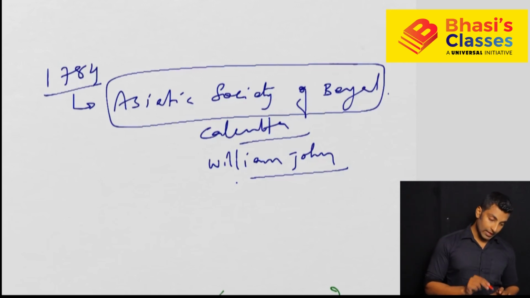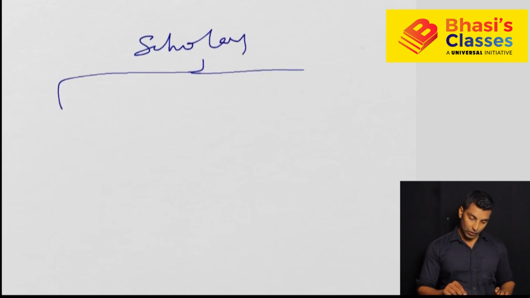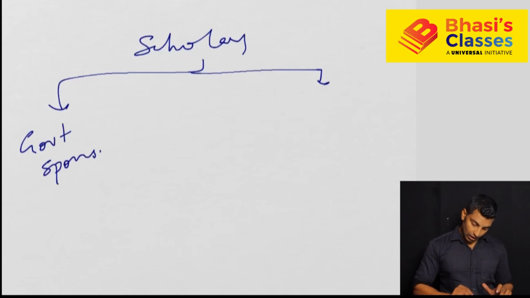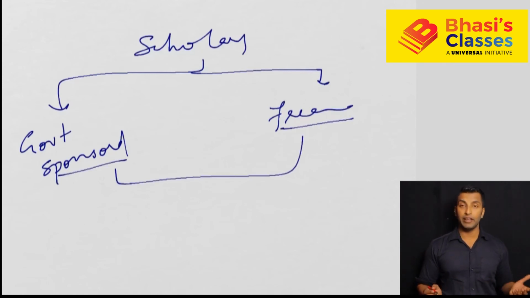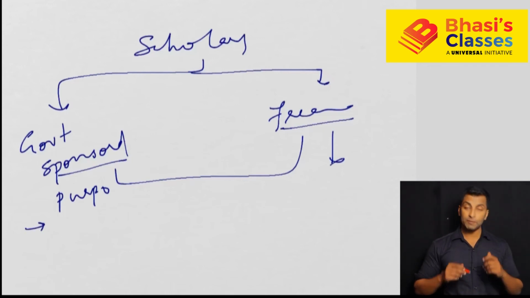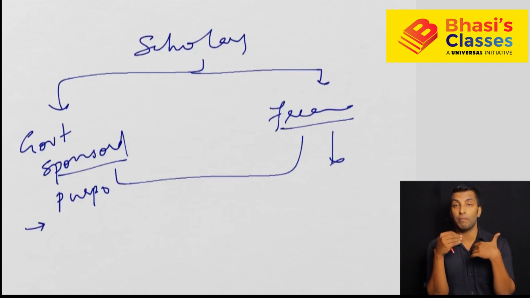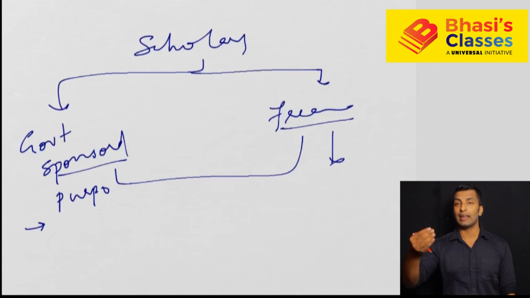Now if you see, during this time many scholars emerged. Two types of scholars were there. On one side, government sponsored scholars, and on the other side, freelance scholars. The objectives of these two will be entirely different. Government sponsored scholars want to study India for the purpose of administration. So they want to justify their role in India. On the other side, freelance scholars are studying out of interest. They don't want to justify anybody's role in India. They will write exactly what it was.